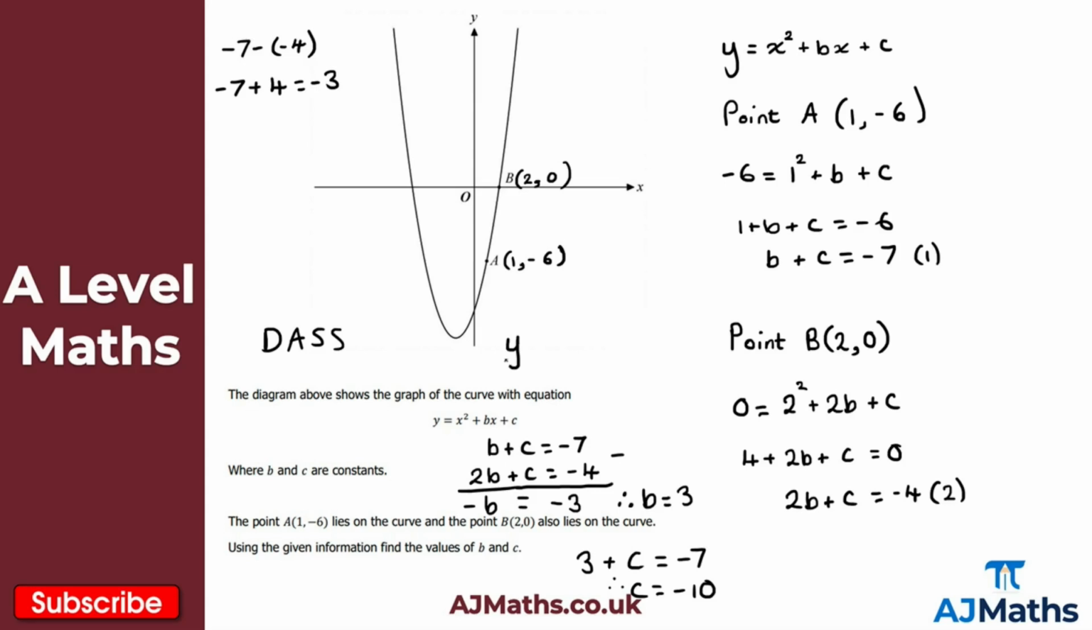So our quadratic here is y equals x squared plus bx, or plus 3x, and then plus c, so c is minus 10, so minus 10 there. Okay, and that's our solution.